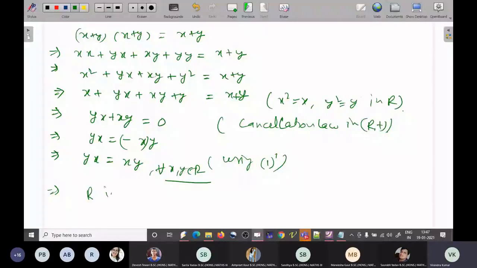So we are done with one part. Now we are left to prove that the characteristic of this is 2. So how can we prove this one? Any idea?